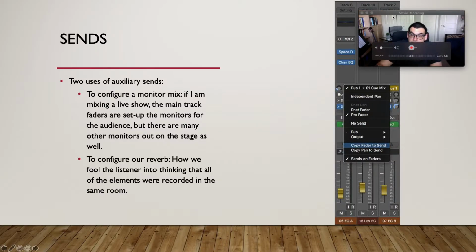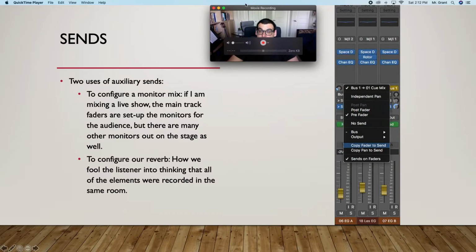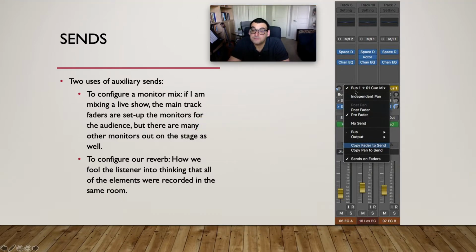Okay, so there are two uses for auxiliary sends. So in your DAW, in Logic Pro 10, remember, our signal is still coming from the top all the way through to the fader and out to our monitors. It's just in the digital realm. So our sends are actually down here. When we click on them, we can say, okay, we want to copy the fader to send. We want it to be post or pre-fader. We want to set it up with our bus.